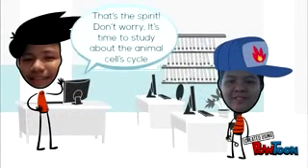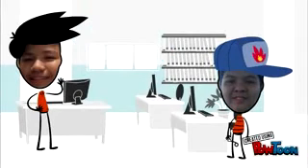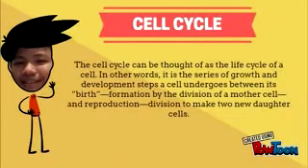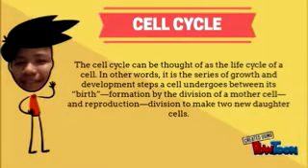Really? I want to learn more about animal cells. That's the spirit. Don't worry. It's time to study the animal cell cycle. The cell cycle can be thought of as the life cycle of a cell. In other words, it is the series of growth and development steps a cell undergoes between its birth, formation by the division of a mother cell, and reproduction. Division to make two new daughter cells.